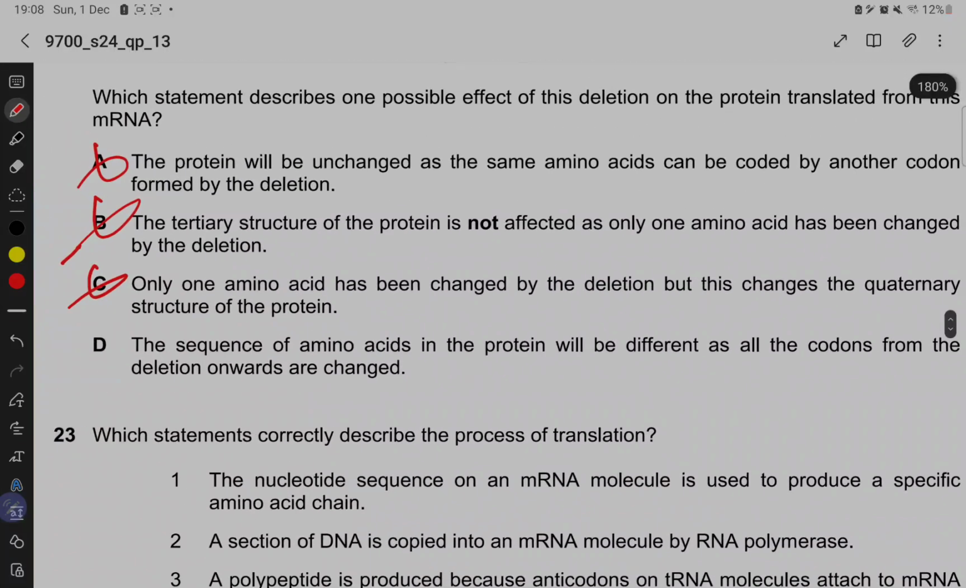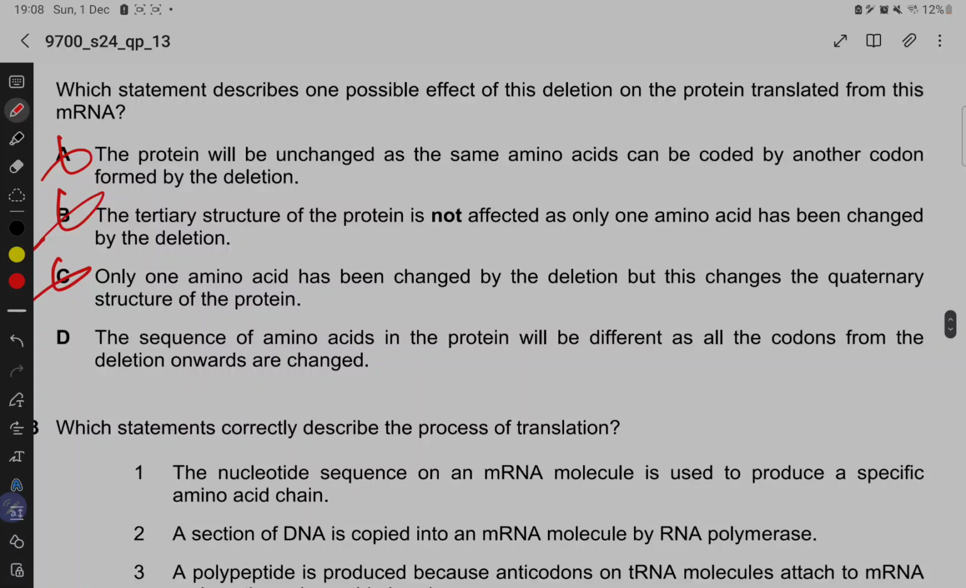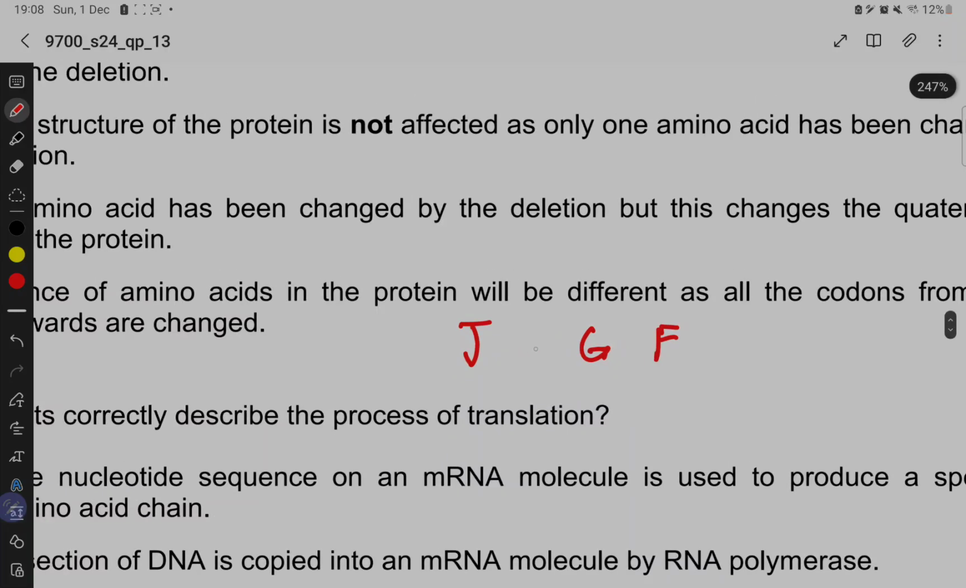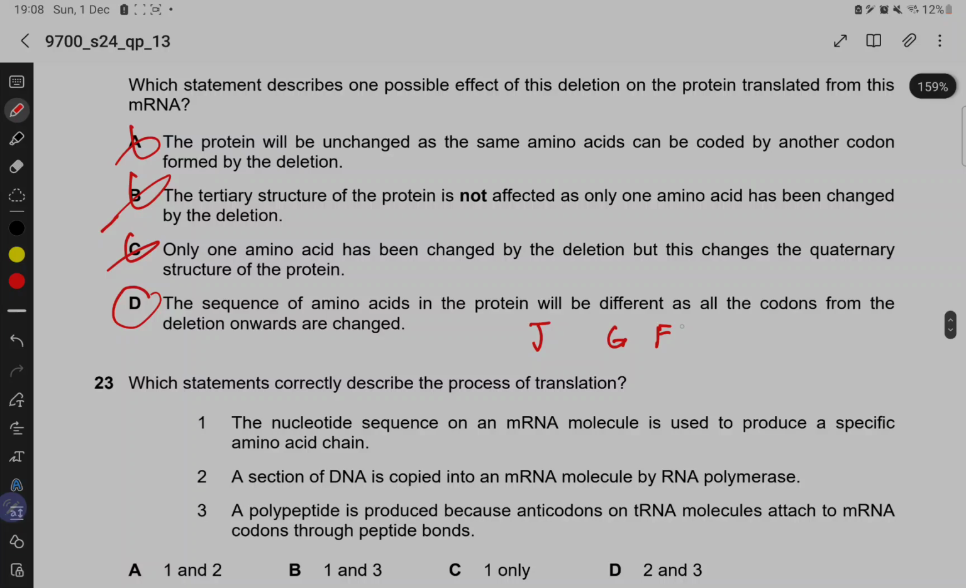The sequence of amino acids will be different as all the codons from deletion onwards are changed. That is correct. So let's say, for example, JQGF is an example. Q is deleted, it will become JGF as a codon, so the sequence is now different.